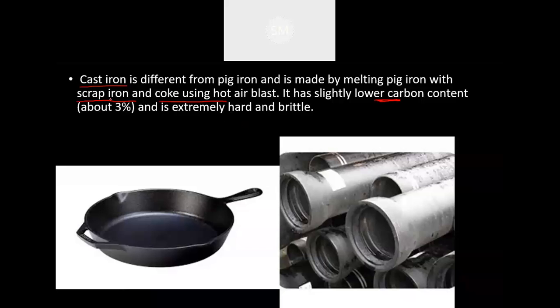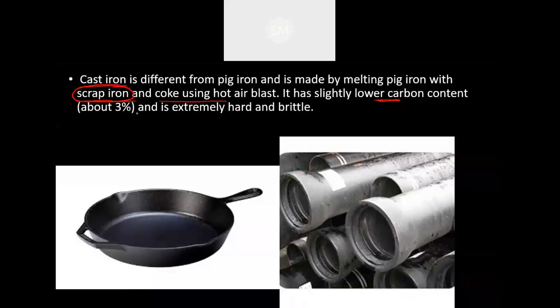Now, what is this scrap iron? Scrap iron is the used, waste iron that is recycled. It may be in the form of vessels or any iron materials. That is recycled again during the process along with the iron obtained from the blast furnace, and this is heated. So that is scrap iron.